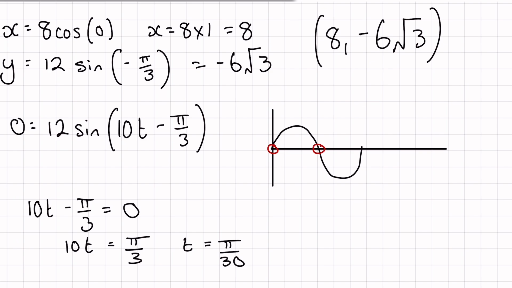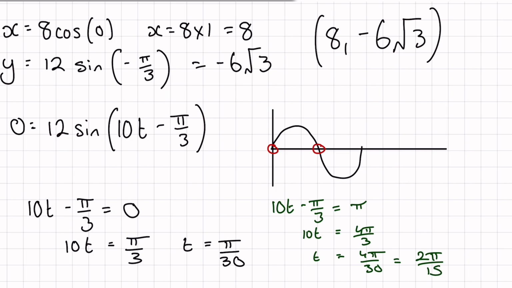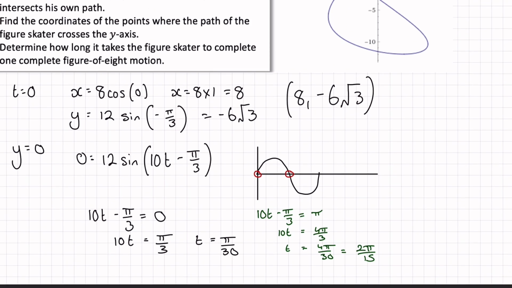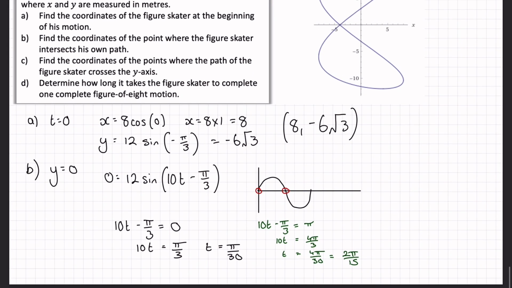We can also get a second answer. So 10t minus pi over 3. It's in radians, so we wanted to equal pi in this case. So 10t can equal 4 pi over 3, we're doing pi plus 1/3 pi. So t equals 4 pi over 30, and that simplifies down to 2 pi over 15. That's fine.